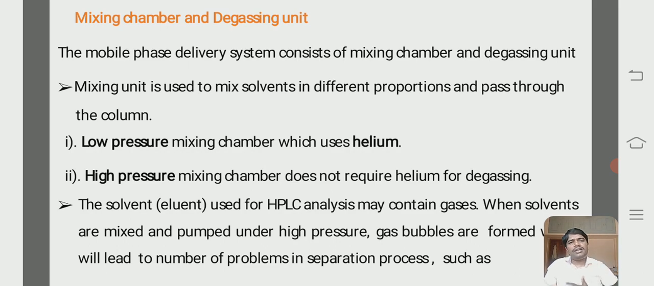The solvent or eluent used for HPLC analysis may contain gases.